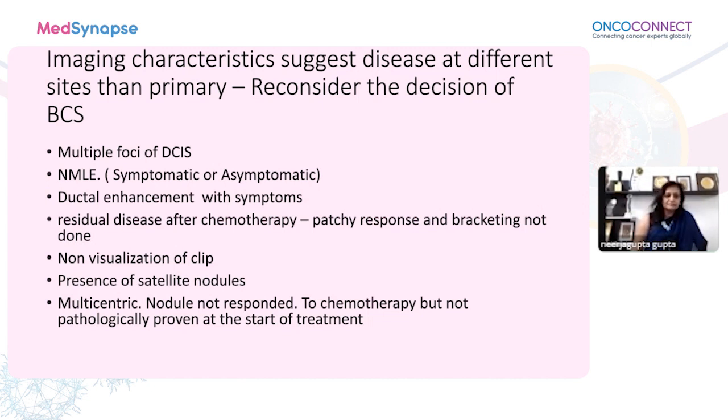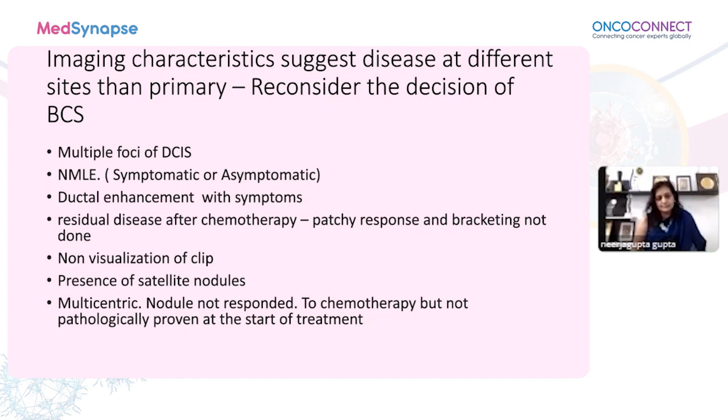Again, a ductal enhancement with symptoms, as I said, pathological nipple discharge, bloody discharge, and showing ductal enhancement, you reconsider whether you should remove just the tumor, because again you have to come back to the nipple area and see in depth whether this is an involvement or not. Residual disease after chemotherapy, if there is a patchy response, I've already spoken. If there's a patchy response, you should know the footprint where you started. And if the bracketing has not been done and you see patchy nodules there, I don't think it's a good patient for this.